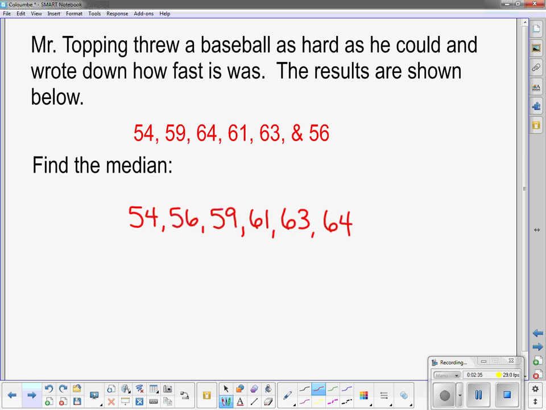Now I need to close the curtain. And what I mean by close the curtain is I need to start from the outside and work my way in until I get to the number that is directly in the middle. So I'll cross out the 54 and the 64 since those are on the outside. The next numbers on the outside are 56 and 63. And what I see is that I have now two numbers in the middle. Anytime that I am left with two numbers in the middle, I need to find the mean of those two numbers.